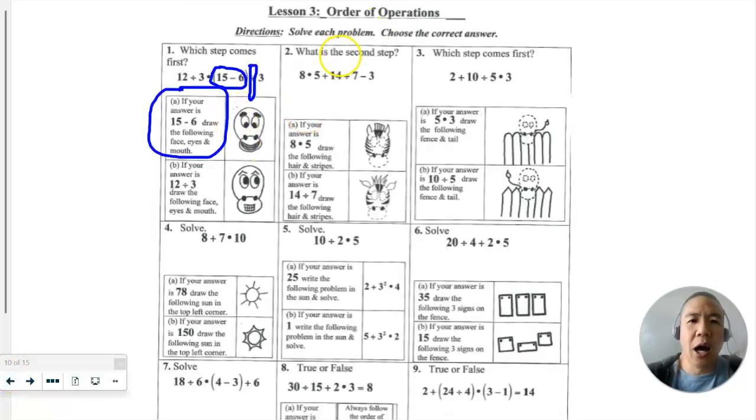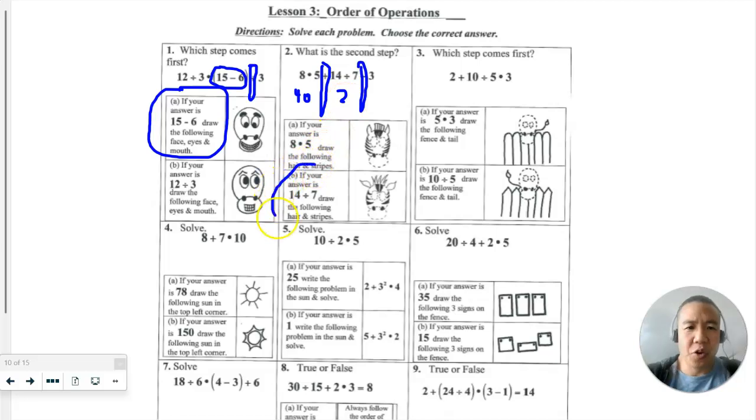So number 2, what is the second step? First of all, let's go through it. I see a plus sign right here. I see a plus sign right here, operator. I see a subtraction sign, operator here. So notice it's separated into 3 terms. The question is, what is the second step? So this is the first thing you solve, 8 times 5, 40. The second term will be this one, 14 divided by 7 is 2.